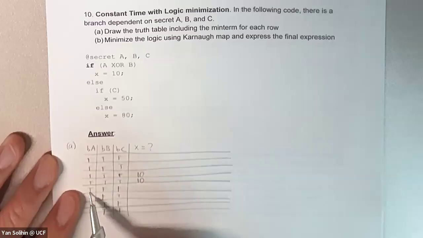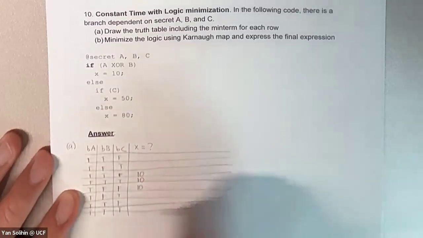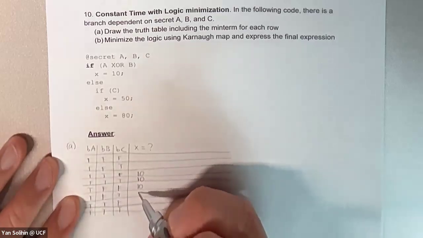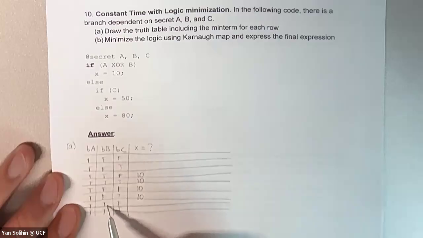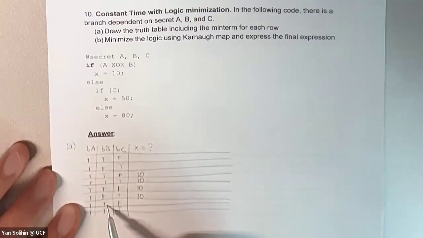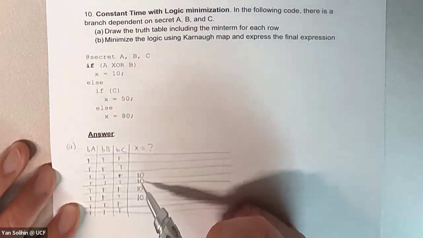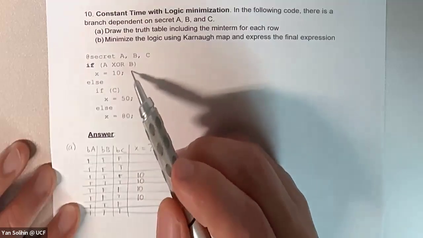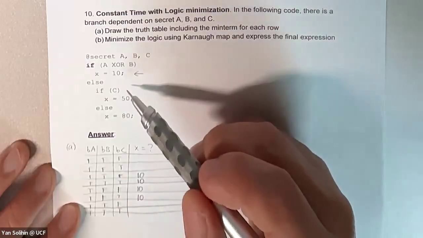True XOR false is true. True XOR false is true. Okay, and then the rest of them, true XOR true is false, etc. Yes, so we have figured out the first path that corresponds to this. Okay, now let's look at the else.